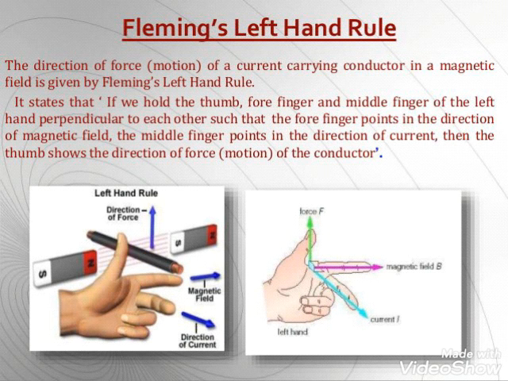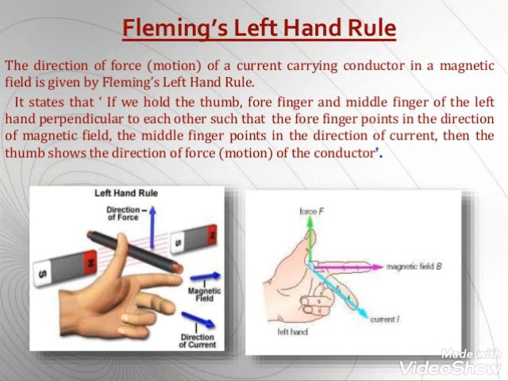So we have to adjust our fingers, the thumb, forefinger and middle finger, such that the forefinger is pointing in the direction of magnetic field, the middle finger points in the direction of current, then the thumb will show the direction of force. You have to remember that you have to use this with only the left hand.